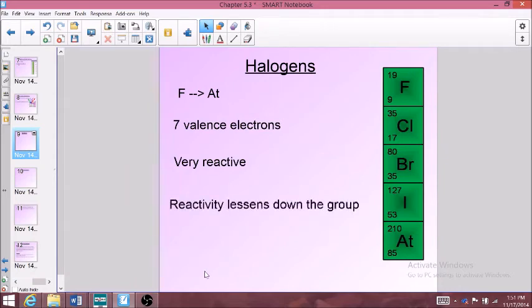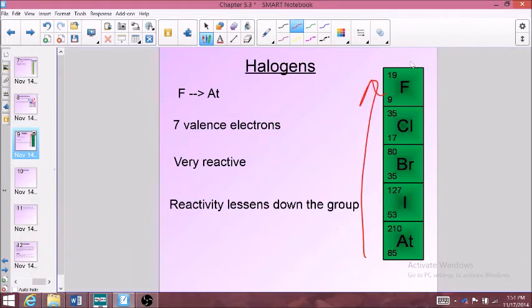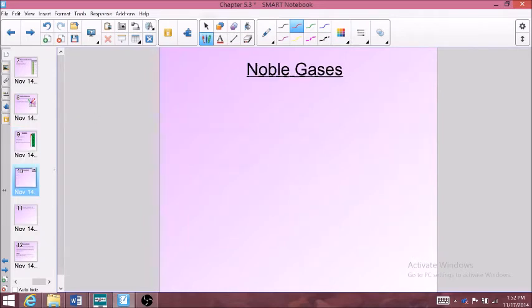But it turns out that the pattern is actually backwards here than it was in the group 1 alkali metals, because reactivity lessens down the group. So that means that fluorine is the most reactive and astatine is the least reactive out of these, although they are all very reactive. And finally, the noble gases.